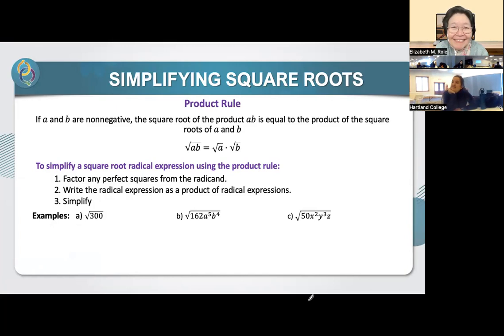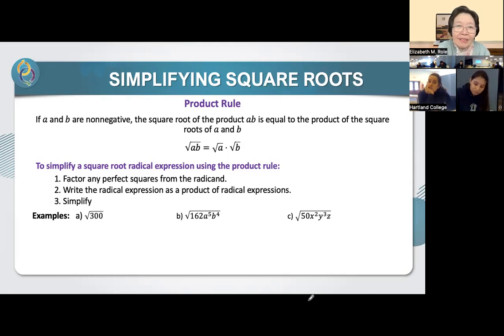Yes, go ahead. Okay, A is square root of 3 times the square root of 100. Yes, he's asking for C. Oh, wait, we now have 50x squared y cubed z, right? For letter C, so your number is 50. Okay, who wants to just share the answer that you got? Anesh, yes? 5, then square root 2x squared y cubed z.